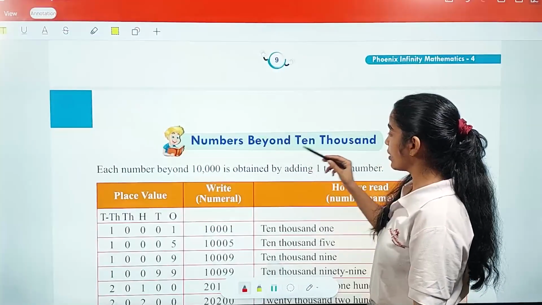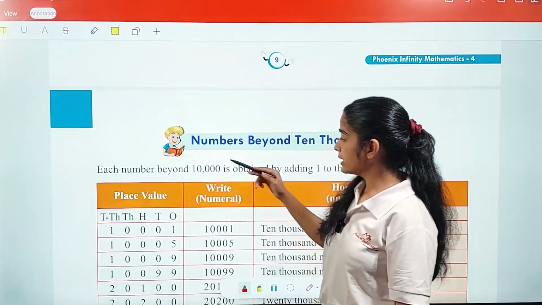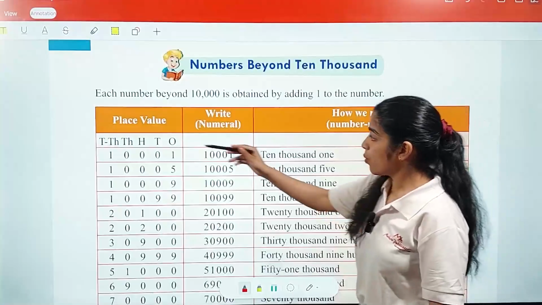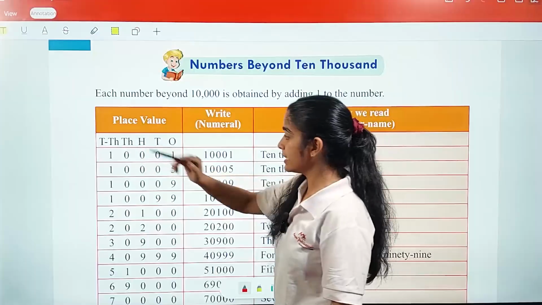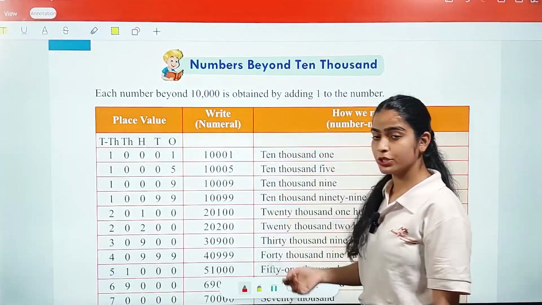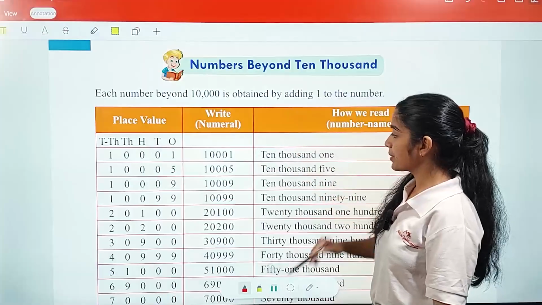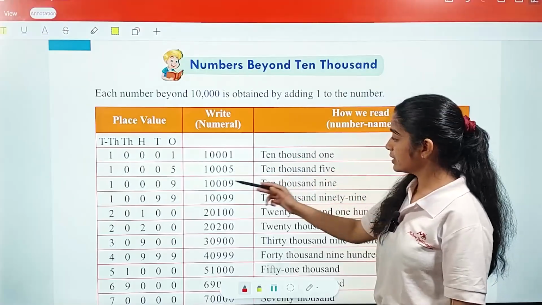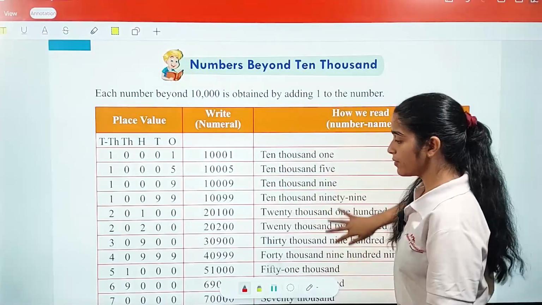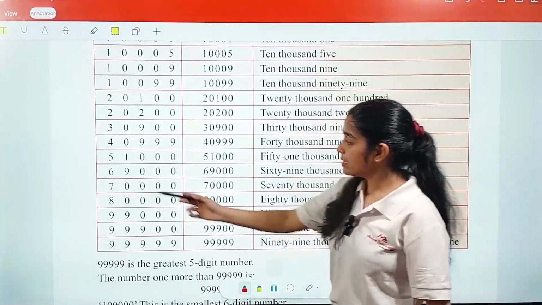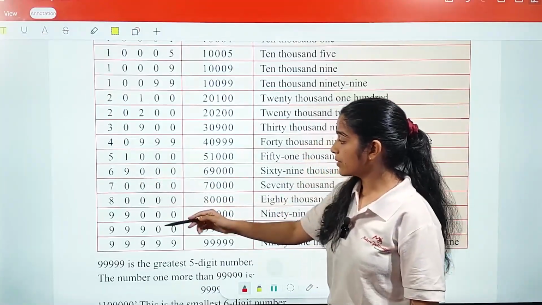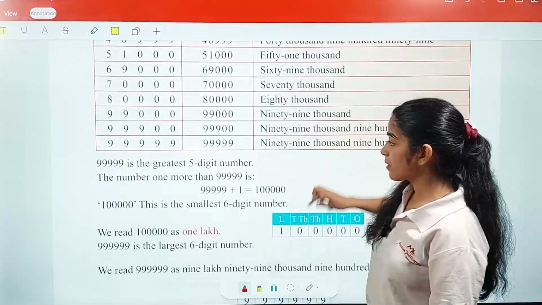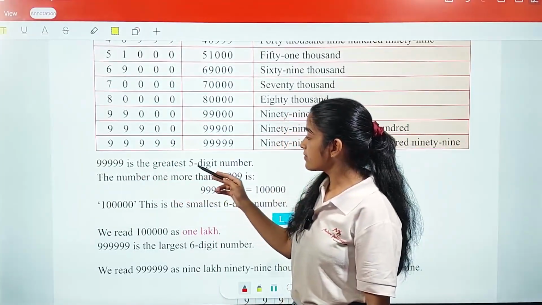Now, numbers beyond 10,000. Each number beyond 10,000 is obtained by adding 1 to the number. So, ones, tens, hundreds, thousands and ten thousands, and when we add 1, we can continue our counting. 10,001, 10,005, 10,009. In a similar way, we have our numbers. For example, 60,000, 69,000, 70,000, 80,000, 99,000. 99,999 is the greatest 5-digit number.